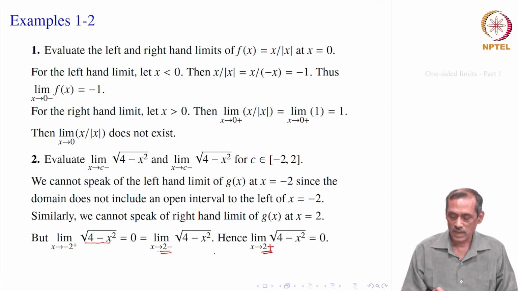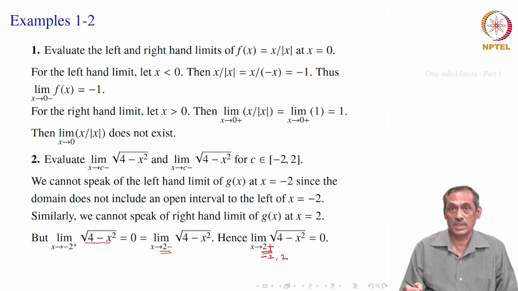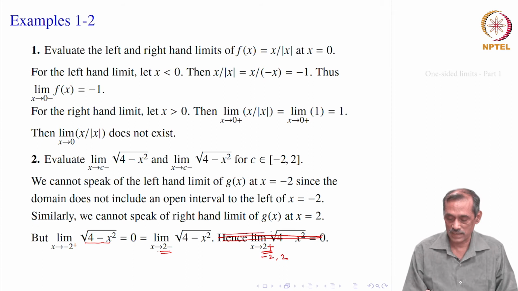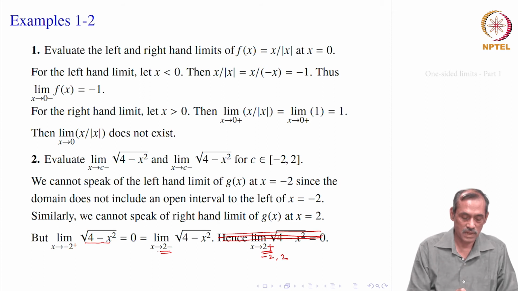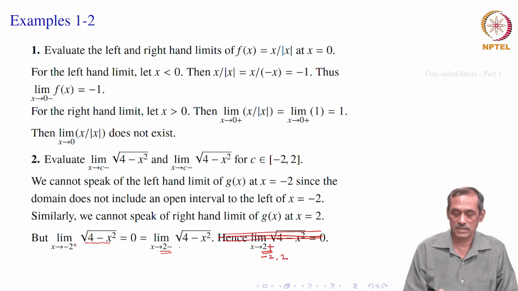So, the limit of the square root of 4 minus x square at minus 2 or at 2, those things we cannot speak of. So, this one which we write here, we cannot really write, because we cannot speak of even the limit when x is near 2 and bigger than 2. Similarly, x is near minus 2 and smaller than minus 2. Only we can think of minus 2 plus or 2 minus.